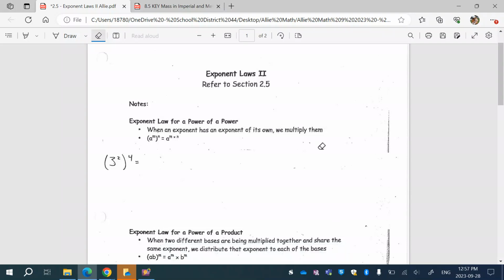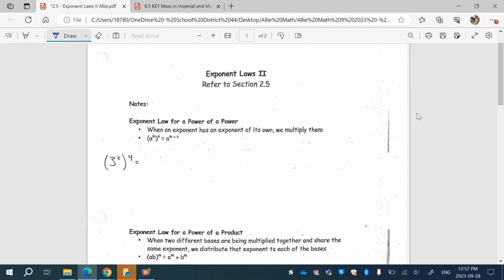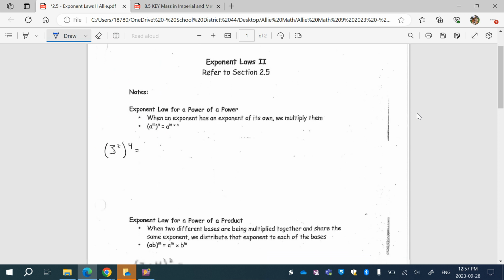I don't think I did fill in the blanks for this because I made some examples for you to write down. So make sure you're following along as we go. This is our last part of chapter 2. So this is the second part of exponent laws, and we're going to refer to section 2.5. Let me zoom in a little.